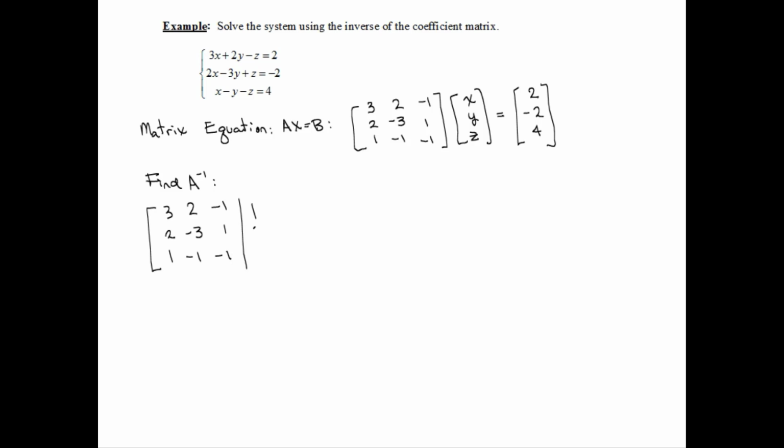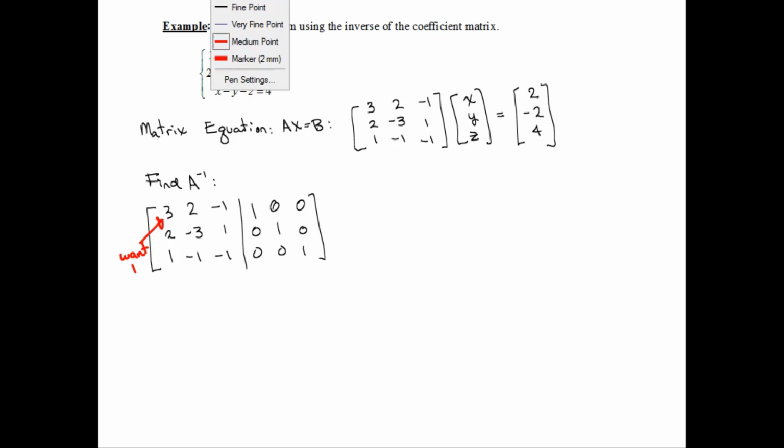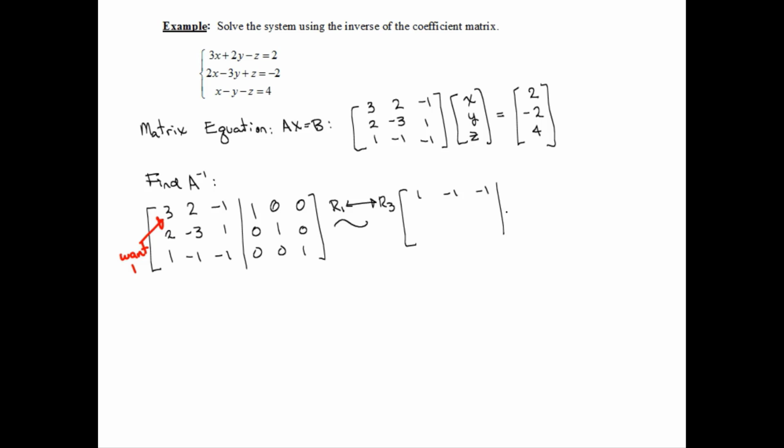Then we augment it with the identity matrix. And now we're going to do row operations to where we get the left side to look like the identity matrix. The first thing that we want to do is get a 1 here, and the easiest way to do that is to swap rows with the third row. Second row stays the same.